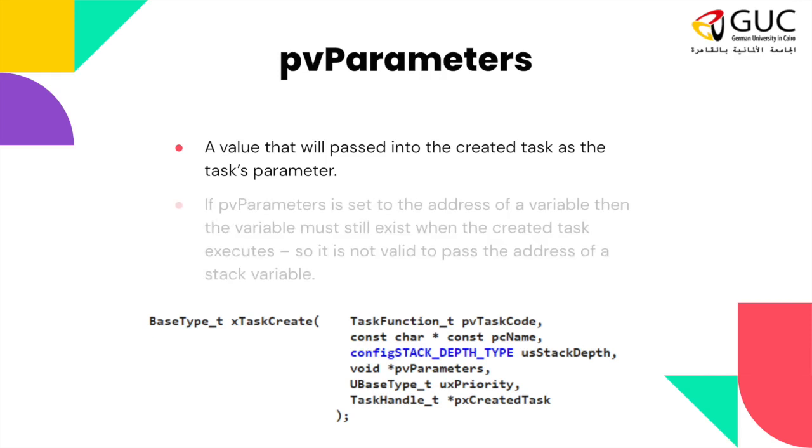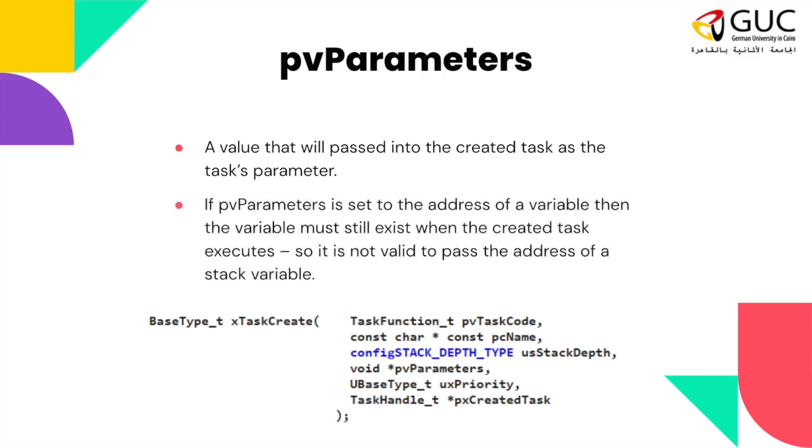If pvParameters is set to the address of a variable, then the variable must still exist when the created task executes. So it is not valid to pass the address of a stack variable. It means that instead of writing "hello world" in the pvParameters, for example, I may have a variable that contains the string "hello world". And you may pass this variable, but the variable must exist before the xTaskCreate call.